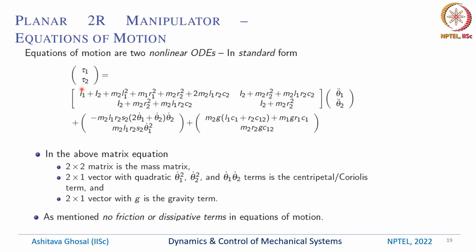In this equation, this 2 by 2 matrix is called the mass matrix as before. This 2 by 1 vector, which is quadratic in theta 1 dot square, theta 2 dot square, and theta 1 dot theta 2 dot, is called the centripetal and Coriolis term. And the last term, which is a function of only theta 1 and theta 2, is called the gravity term. The Lagrangian formulation does not include any friction or dissipative term. The Lagrangian is for only conservative systems.